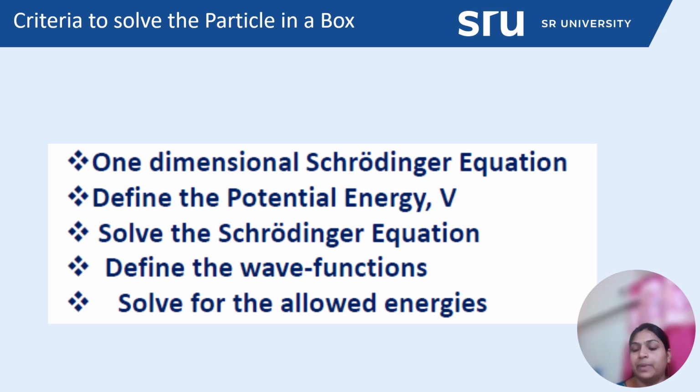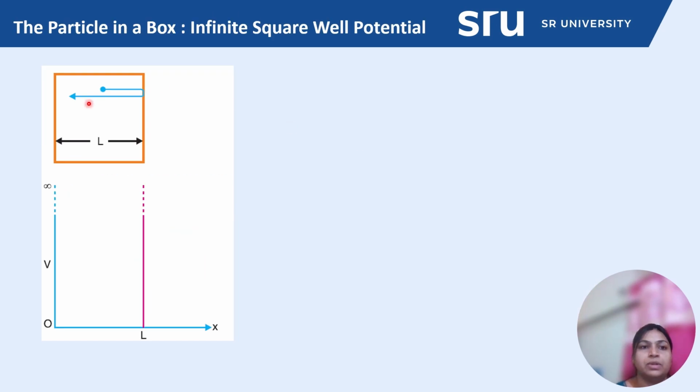Now we will discuss the particle in a box. Basically, for the particle in a box, we are considering the infinite square well potential. The particle can move in the box freely, and we have considered only one direction, that is the x-axis. The boundaries of this one dimensional box are x equal to 0 to L, and the potential V(x).